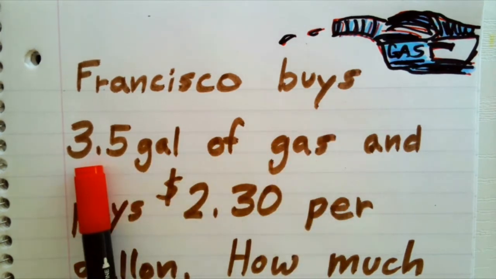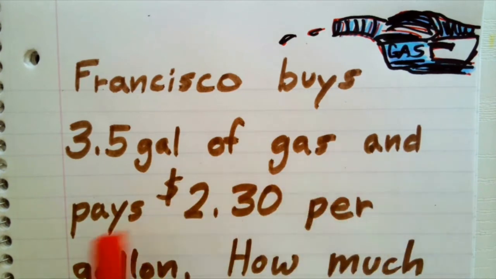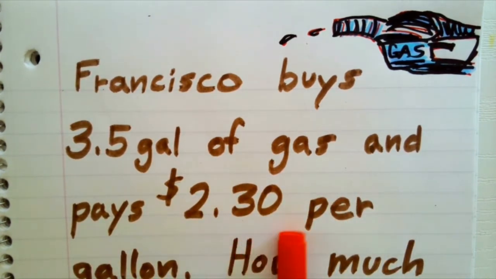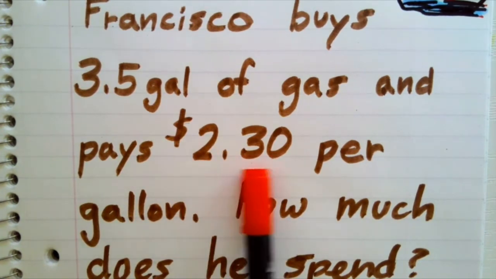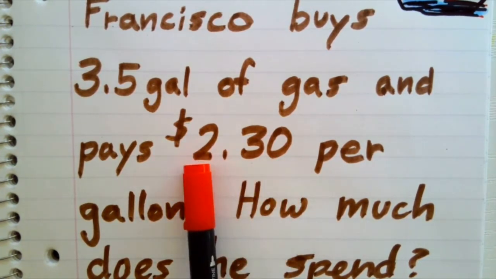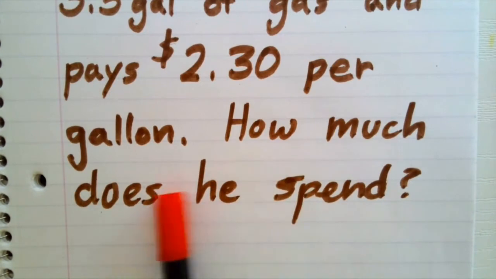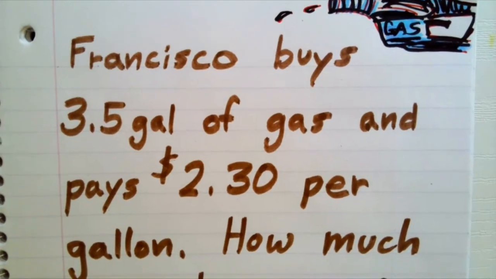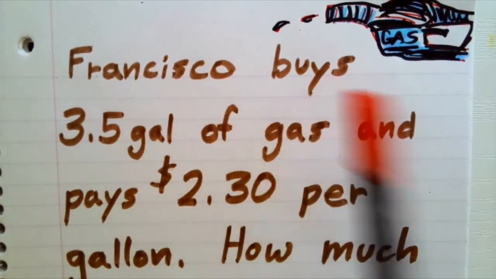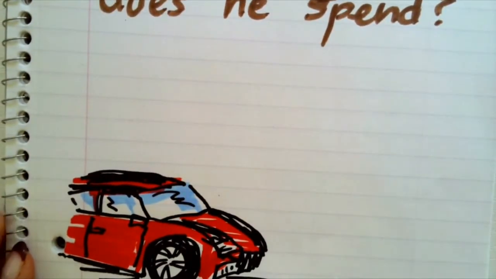Francisco buys 3 5/10 of a gallon of gas and pays $2.30 per gallon. Remember, this is the same thing as saying 2 30/100 of a dollar. So $2.30 of a dollar, or 30 cents. How much does he spend? The first thing we ask is what is happening in this problem. Francisco is buying gas for his sporty red car.